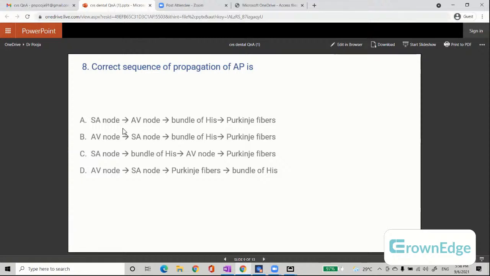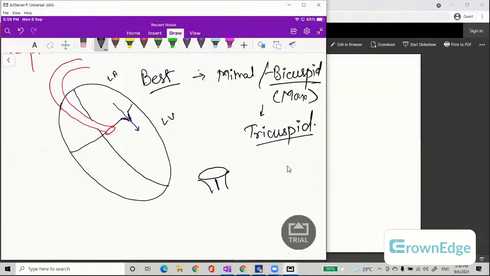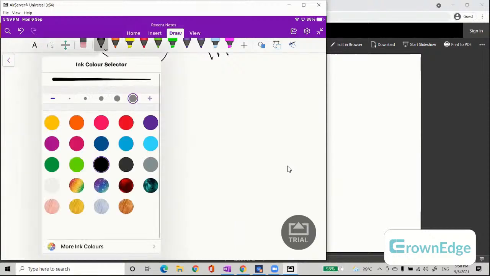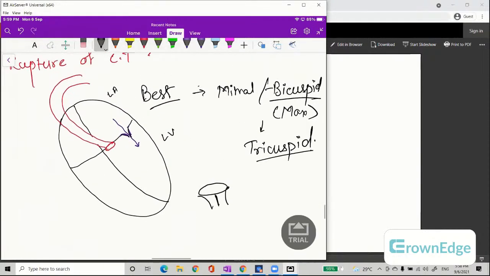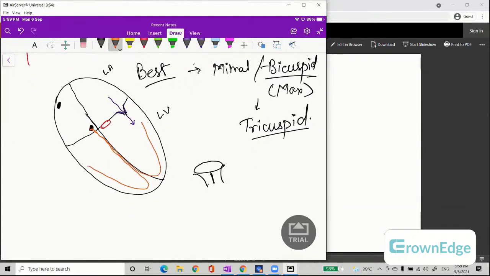Question number 8. Correct sequence of propagation of AP. This is a very, very easy question, right? We already know how the heart is going to follow the AP. So what is going to happen? Let's show it in this diagram. If I have to show you the action potential, over here you'll have one node, over here you'll have one node, and then something will be followed like this, these fibers, right? So this is the phenomenon which is going on in the heart.